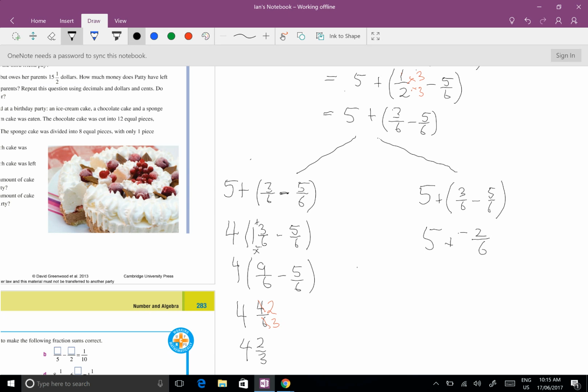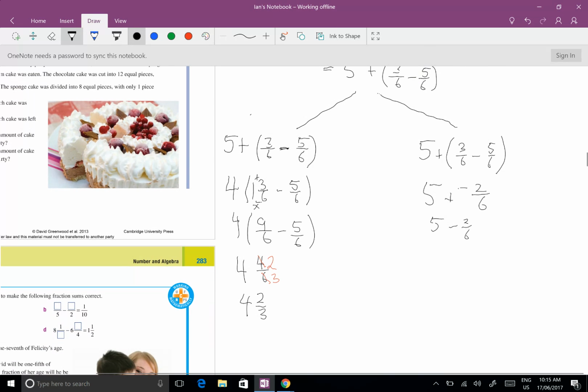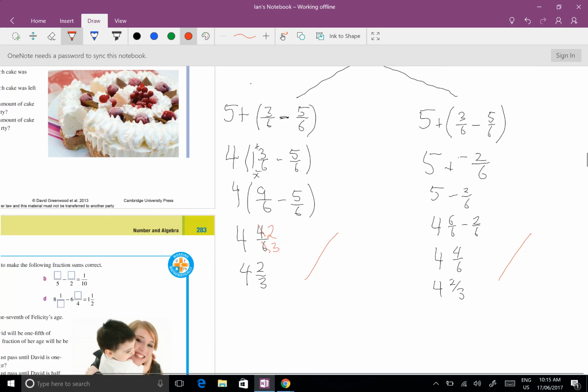There's a plus there, but we know that a plus and a minus will make a subtraction, so I've just got 5 minus 2, 6. And I go, okay, well, that'll give me 4 and 6 on 6 minus 2 on 6. 4 and 6 minus 2 is 4 on 6. And we already know that's 4 and 2/3. Doesn't matter which way you do it, you both get the same answer. And we know being able to do many different methods makes you a better mathematician.